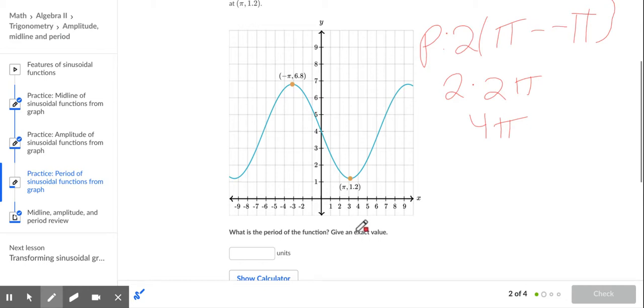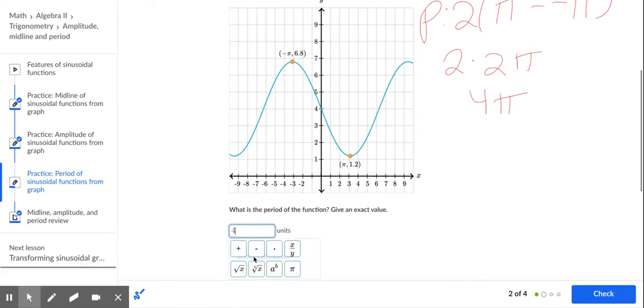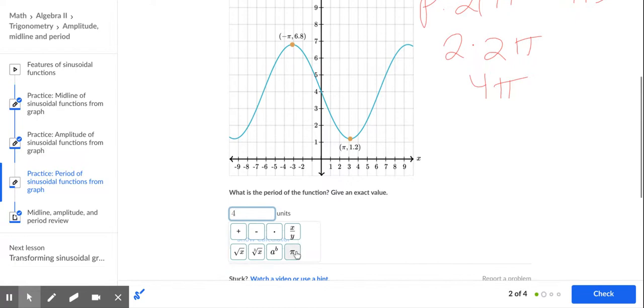You're asked for exact values, so if it has a pi in it, leave it as having a pi in it. You're not going to get a decimal approximation. So that would be 4, and then they have a little pi symbol here. So 4 pi.